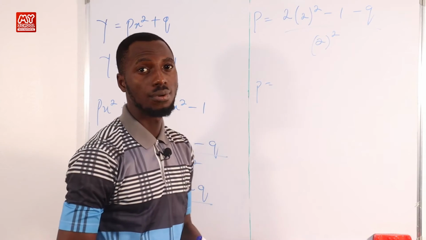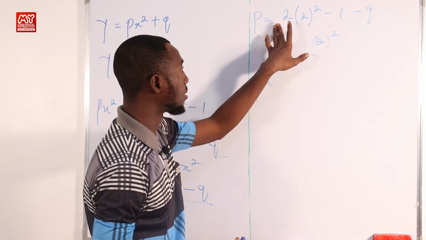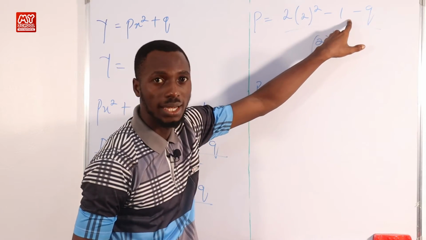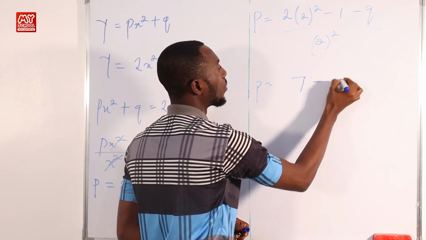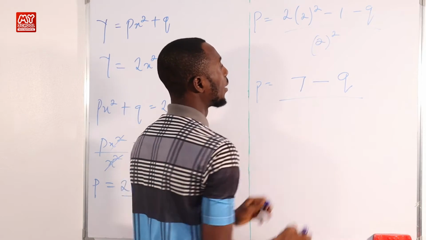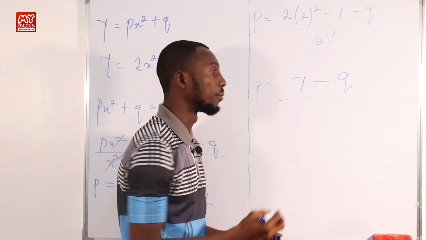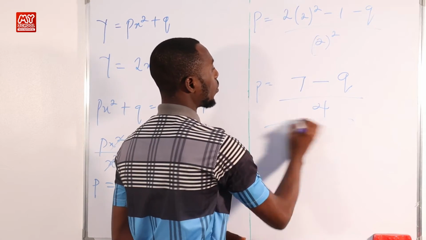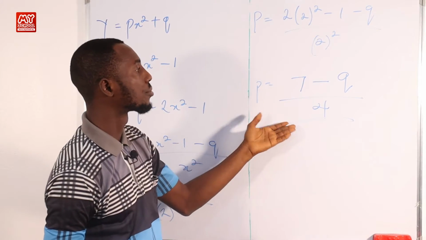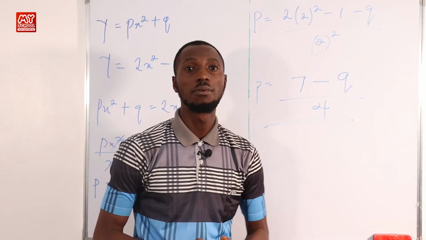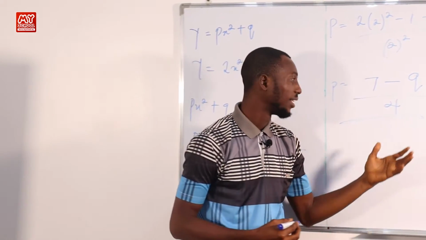That is 2 times 2, and that gives us 4, isn't it? Then 4 times 2 would have 8. So 8 minus 1 gives us 7. So on the numerator, we have 7 minus q over 2 raised to power 2, that is 2 times 2, and that is 4. So expressing or finding the value of p in terms of q will be p equals 7 minus q over 4. So let's go through our options together and see which of them is correct.